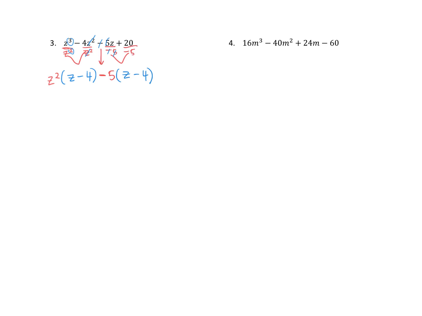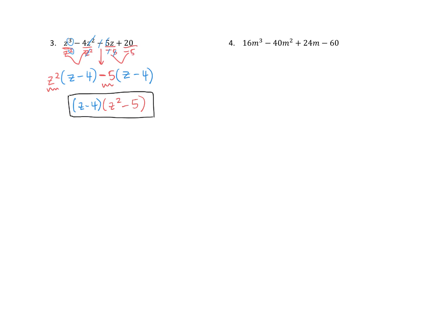Notice the z minus 4s in blue are the same. So that's one factor. And then what's on the outside in red makes up your other factor. And that's fully factored.